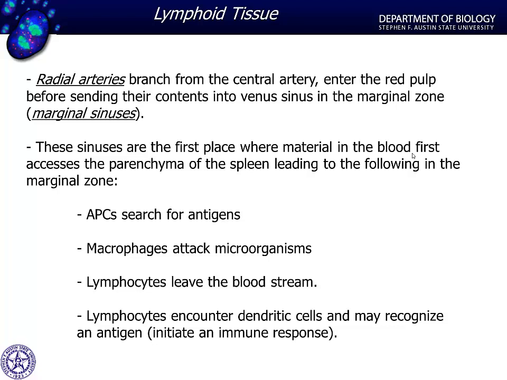Now, these sinuses, this is where we're going to see material being able to escape, cells entering and leaving. So it's in these regions, especially in the marginal zone, where we see antigen-presenting cells picking up and presenting their antigens. Macrophages are going to be screening any microorganisms, lymphocytes entering and leaving the bloodstream, and once we do pick up antigens, the dendritic cells are going to give the lymphocytes an opportunity to recognize that material and mount an immune response.